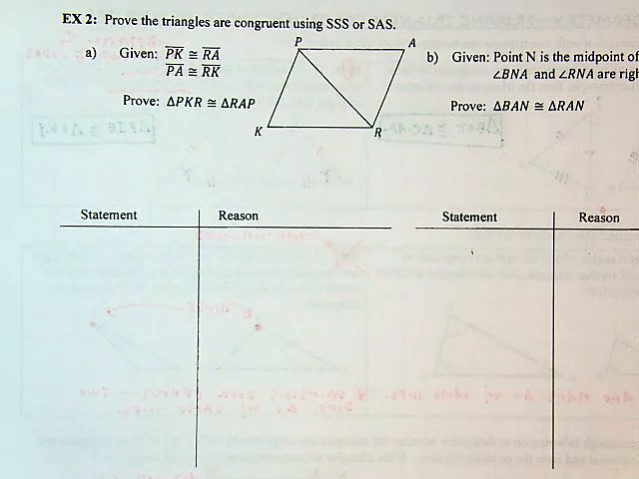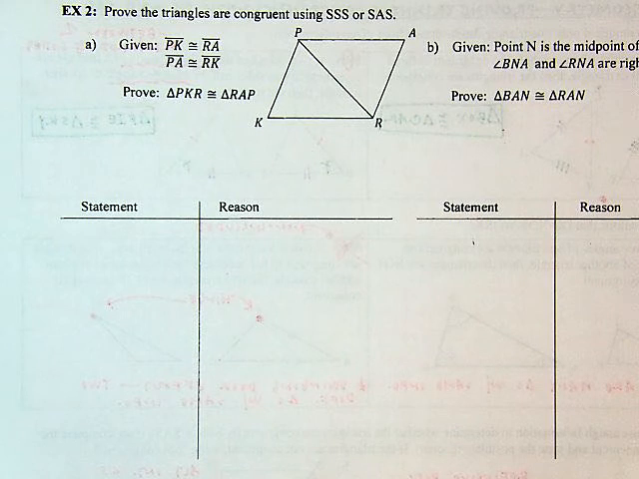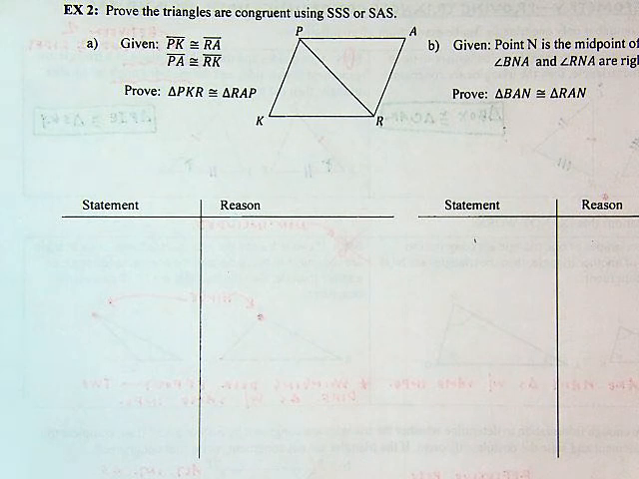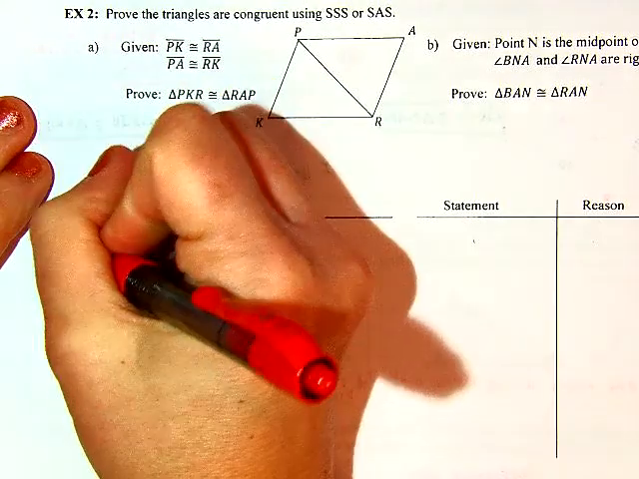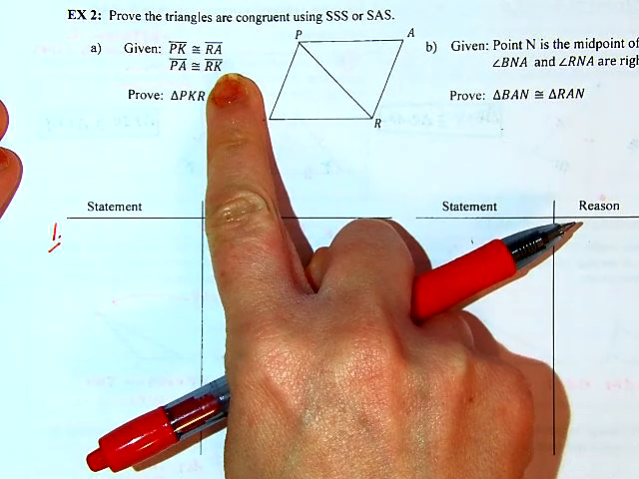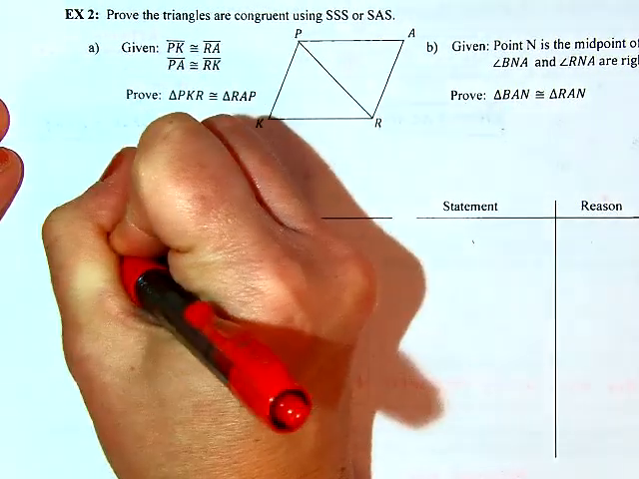All right, so we're going to prove the triangles are congruent using side, side, side, or side, angle, side. Those are our only options right now. So here for the first one, I'm given 2 sets of corresponding sides are congruent, and as I write it, I'm going to mark up my diagram as well. So I have 2 givens. Neither of them is going to lead me anywhere else, so I would probably lump them together.